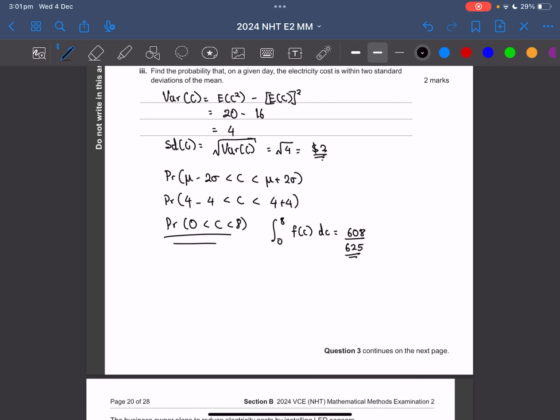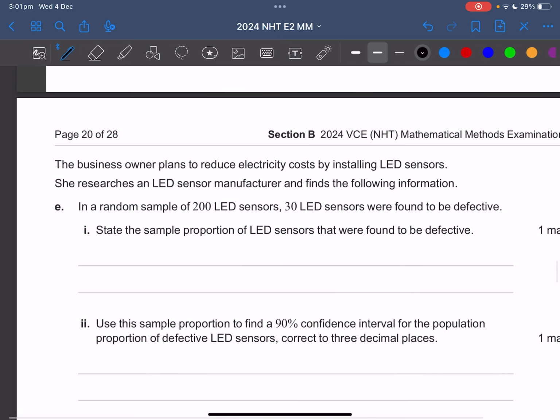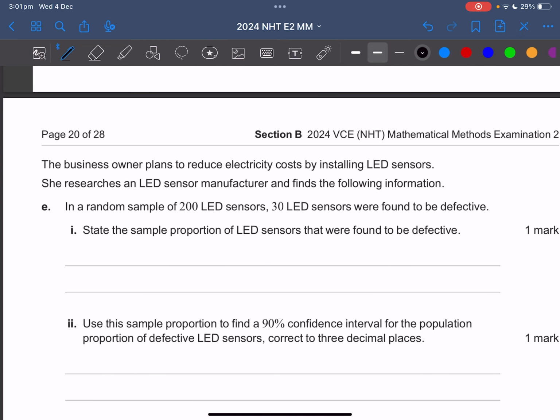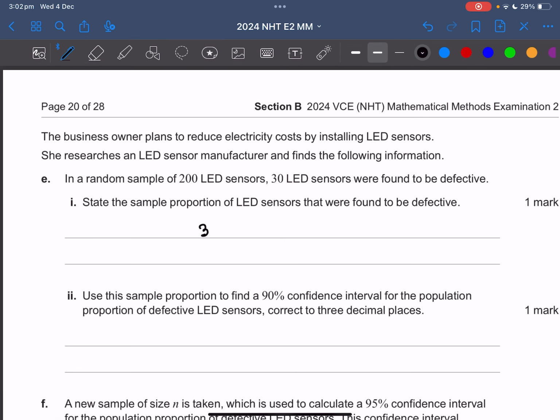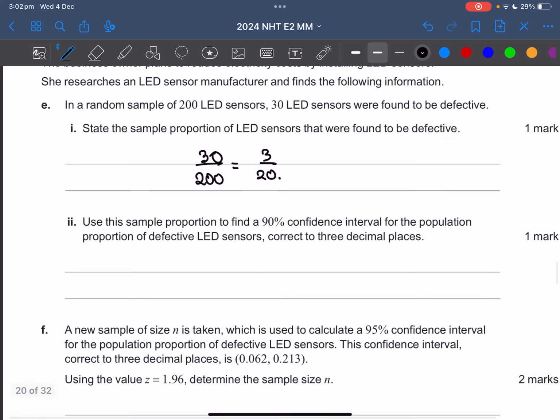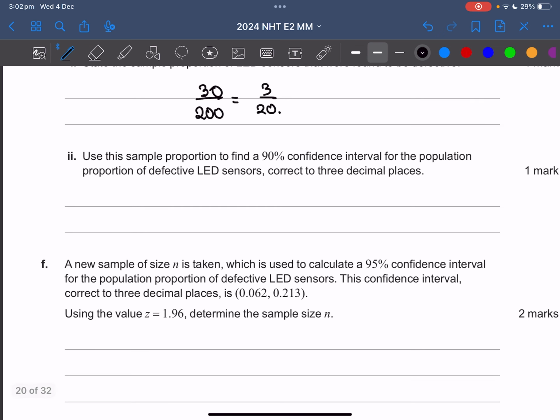Okay, hopefully all of this made sense to you guys. Let's move to the next question. The business owner plans to reduce the electricity cost by installing LED sensors. She researches an LED sensor manufacturer and finds the following information. In a random sample of 200 LED sensors, 30 LED sensors were found to be defective. State the sample proportion of LED sensors that were found to be defective. Well, that would just be 30 on 200, which is 3 on 20. Done. Use this sample proportion to find the 90% confidence interval for the population proportion of defective LED sensors. Correct to 3 decimal places.